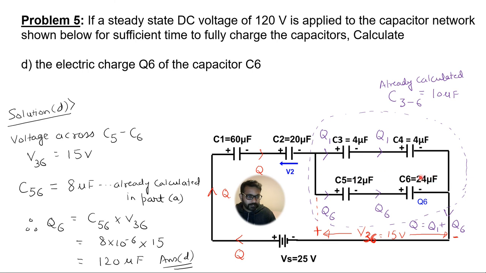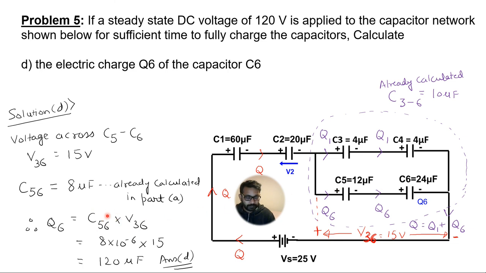Now C5 and C6 are connected in series. So its equivalent capacitance we have already calculated in the first part. It came out to be 8 microfarads. Now we have the voltage drop across this capacitor and the equivalent capacitance. So we can use these two values to calculate the charge which is flowing through C6, and just to note, the same charge will flow through C5 and C6, both of them. That is why we are considering the equivalent capacitance. They are connected in series, so the same charge will flow through both of them.